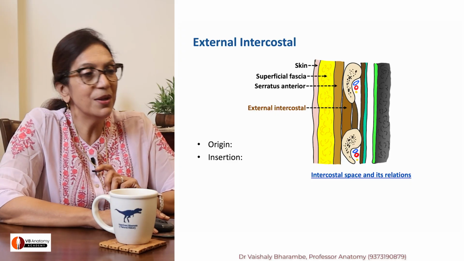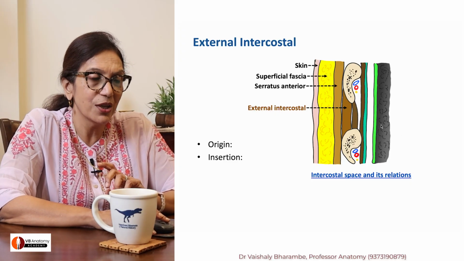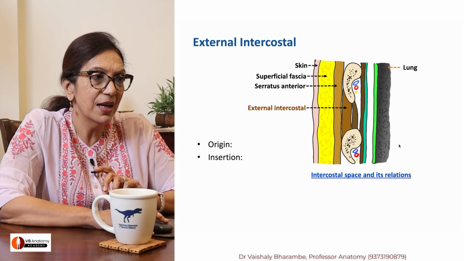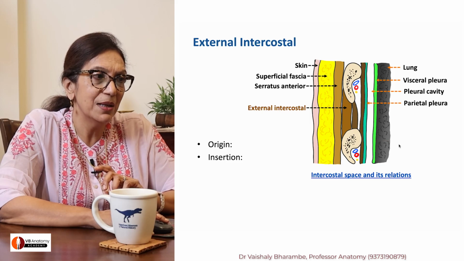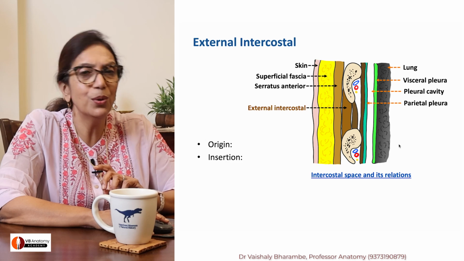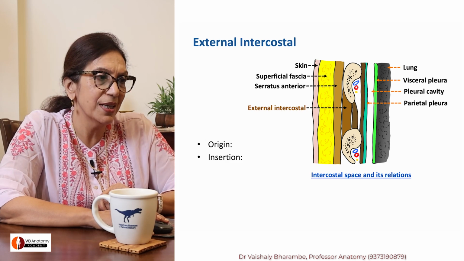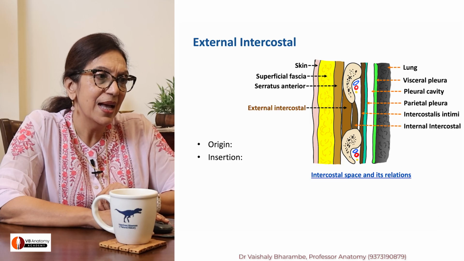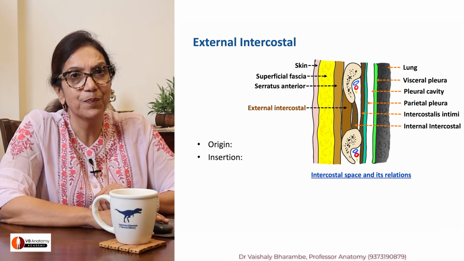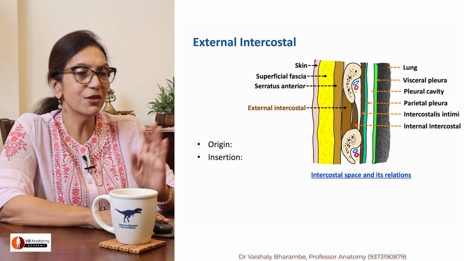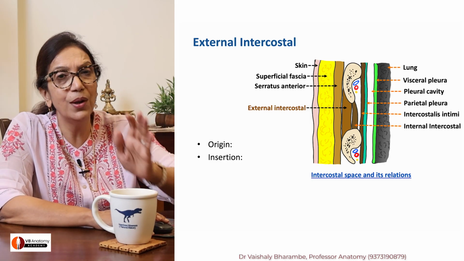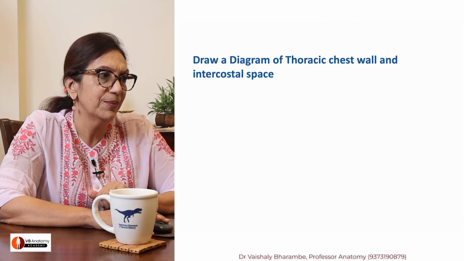Just for your information, I'm going to tell you all the rest of the structures here. This is the lung covered by the visceral pleura. This is the pleural cavity and the parietal pleura. You can also have endothoracic fascia here. Lining that now is the intercostalis intimi and internal intercostal. So external intercostal is related deep to all these structures.